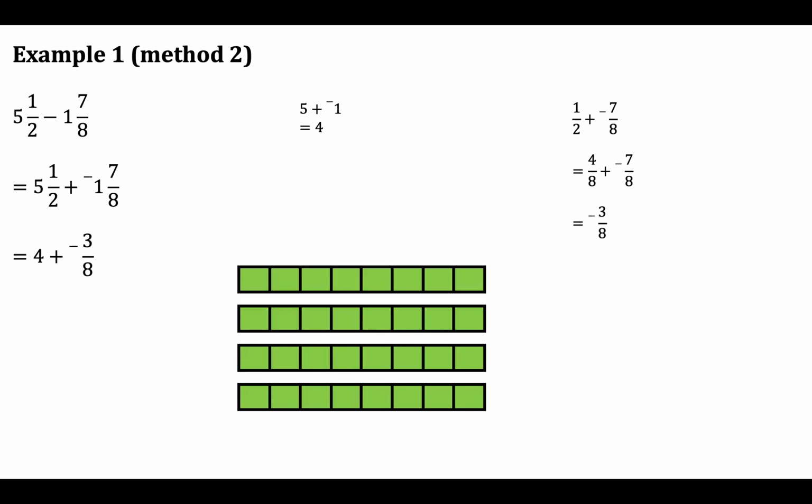Now, in a diagram, 4 would look like this in terms of eighths, which as you can see is 32/8. 32/8 add negative 3/8. So there's our negative 3/8. And you can see we've got 29/8 left over, which as a mixed number is 3 5/8.